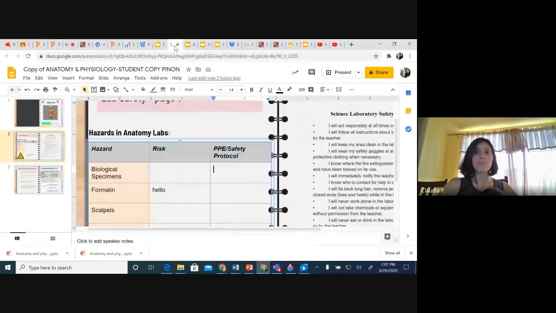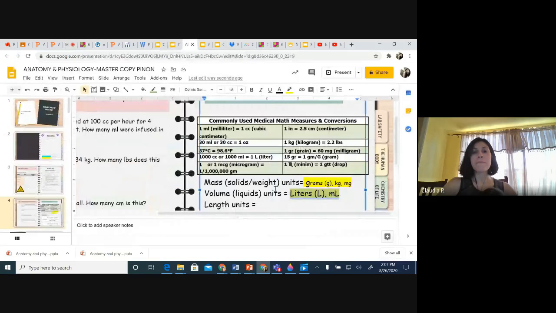Okay. Length is going to be for the relative sizes, right? How long is that bone? How tall is that person? I don't think for length you need to write much, it's pretty self-explanatory. But we're going to use meters, and we're going to use a lowercase m.